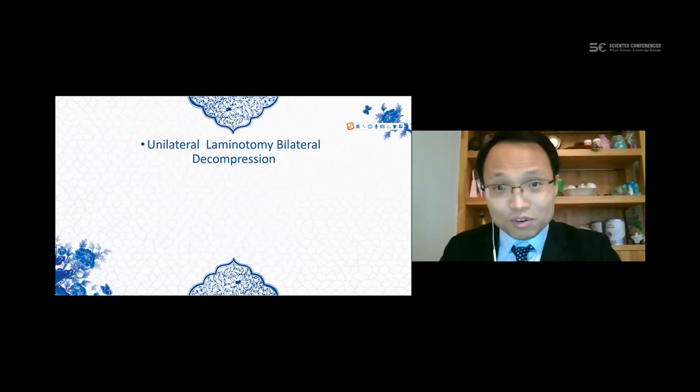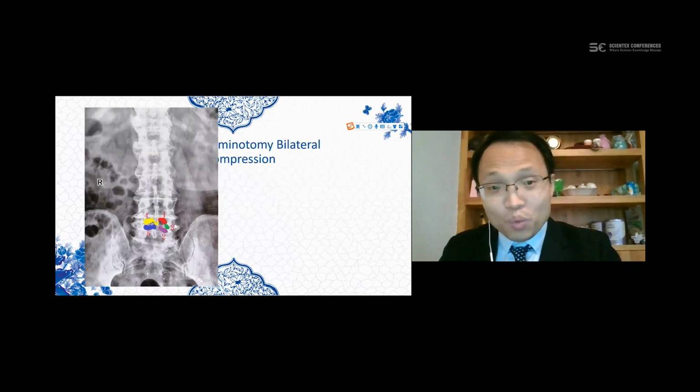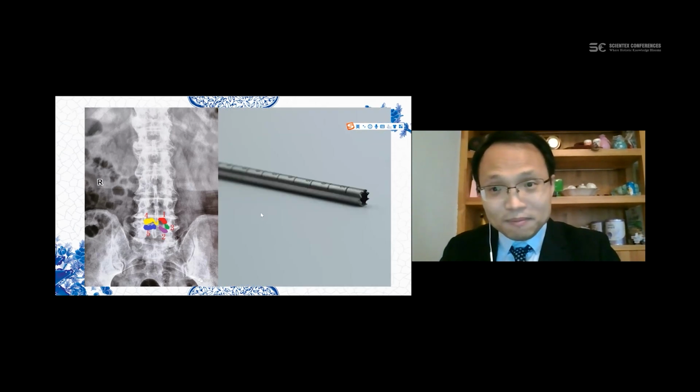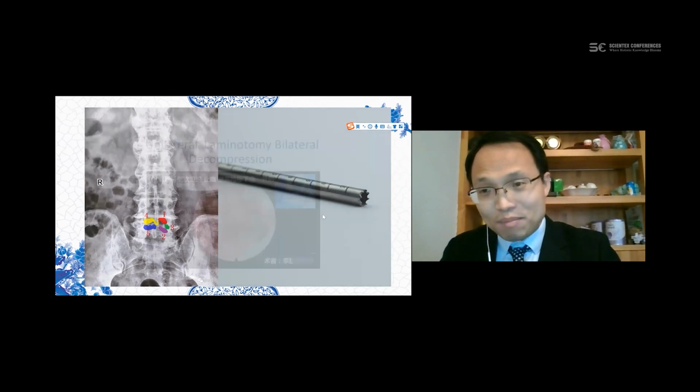Next is unilateral laminectomy for bilateral decompression. We go over the top of the dural sac and cross to the contralateral side to remove the lamina and the inferior facet processes to decompress. The picture on the right is a very effective and powerful tool to remove bone under endoscopy. We name it Chuanchao.